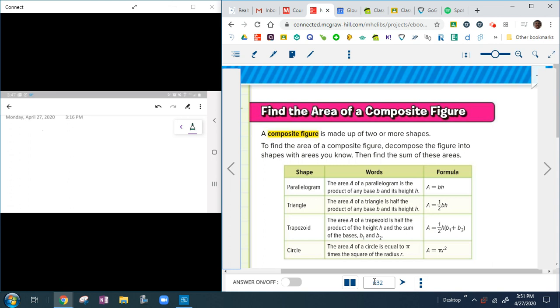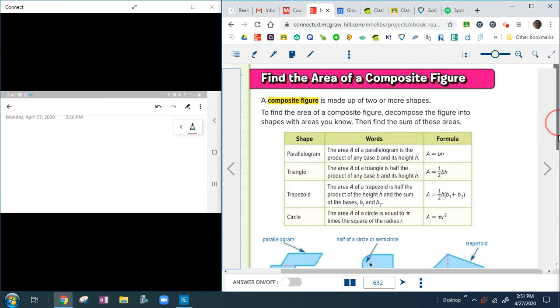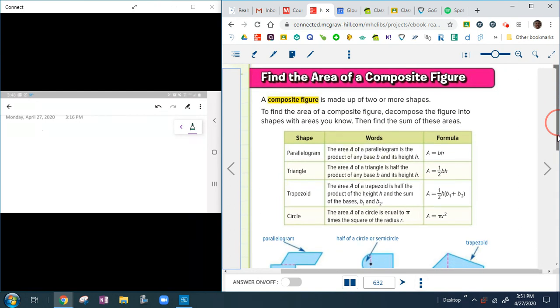Hey everybody, we are going to find area of composite figures. This is a challenging lesson and I hope you guys persevere. It'll come. You guys will be able to do it. Just have to take it step by step, little by little, and you guys will do great.